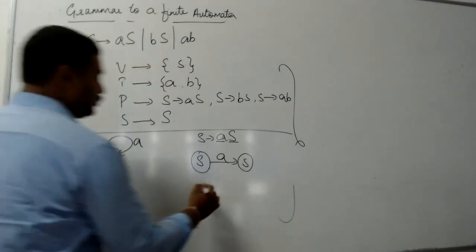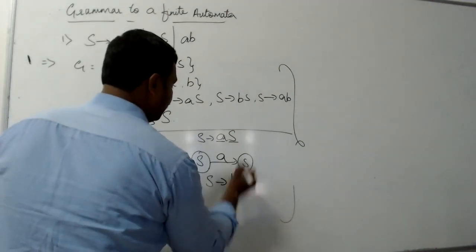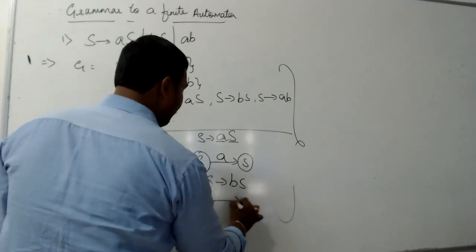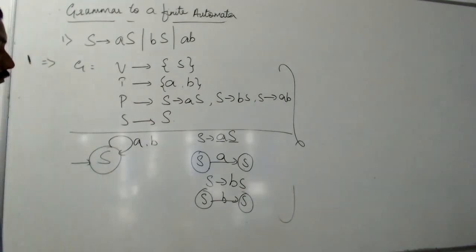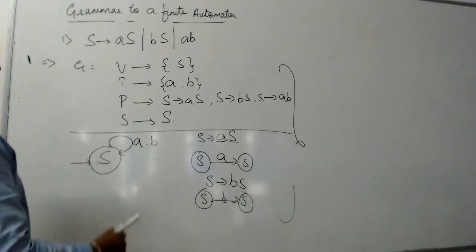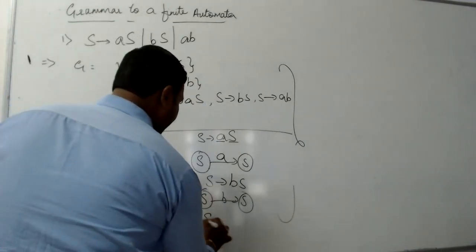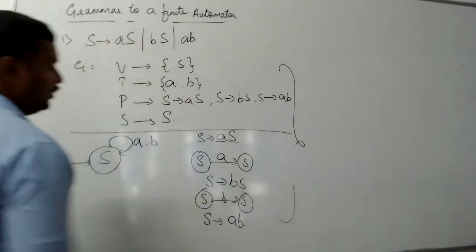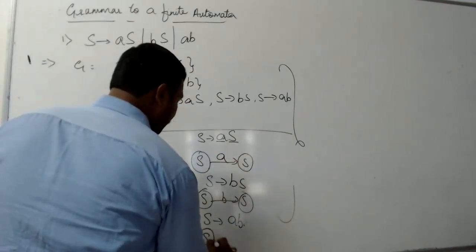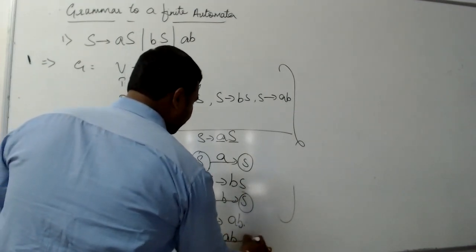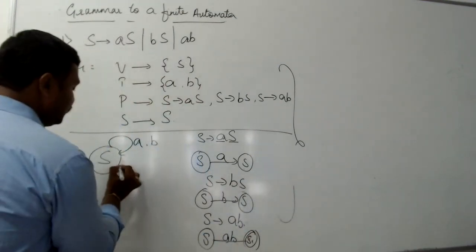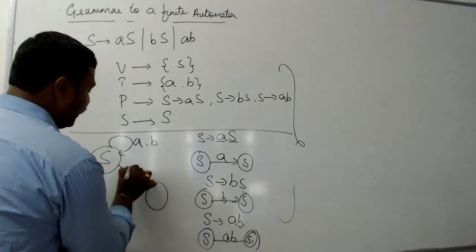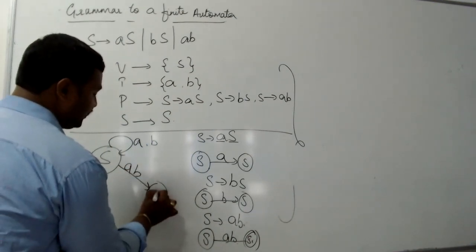Next, S tends to bS. Similarly, S upon b goes to S, so again I loop back with b. Right? Okay, next production is S tends to ab. So S upon the terminals ab moves on to some state S1, and since there is a terminal, this becomes a final state. So from here, upon ab, a final state F comes.